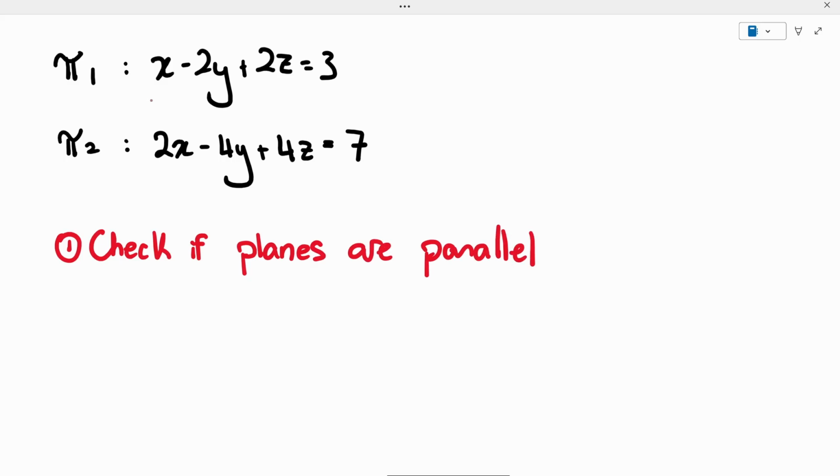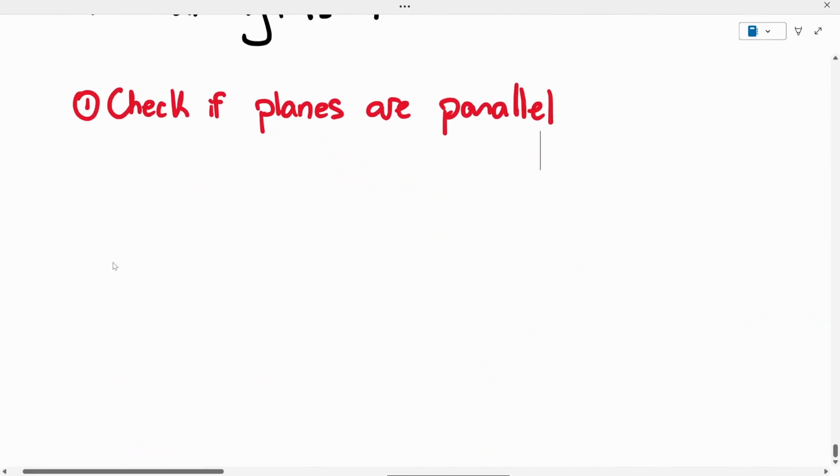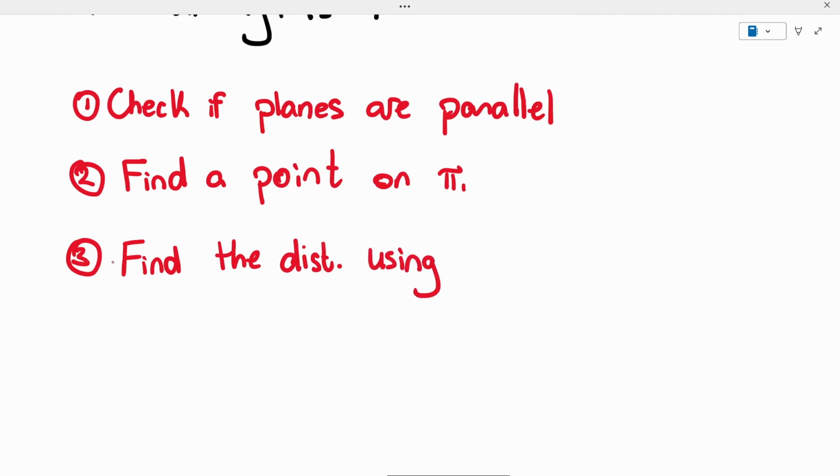Once they are parallel, what we need is to find a point on one of the planes, because as I was saying earlier, we can just take a point on the plane and find the distance that way. So step 2, find a point on pi 1. And step 3, find the distance using the formula for d. Right? So take a second and try to do that.